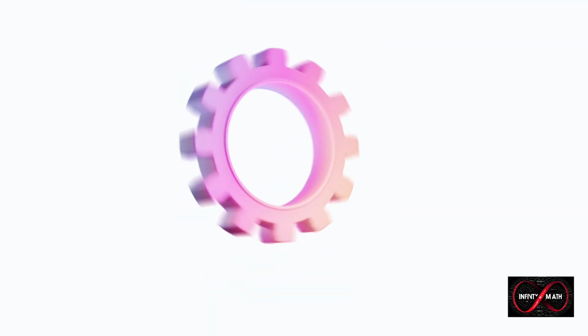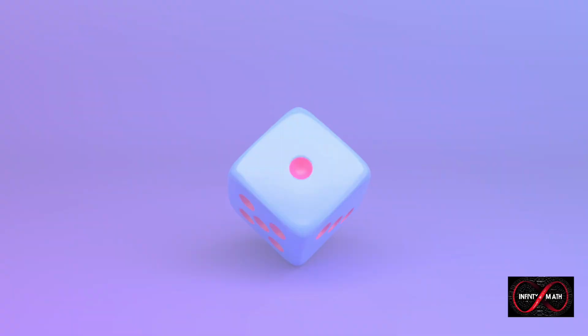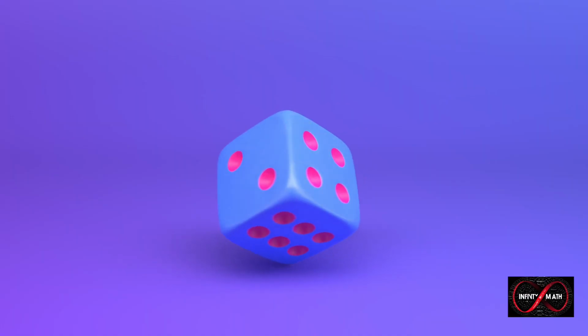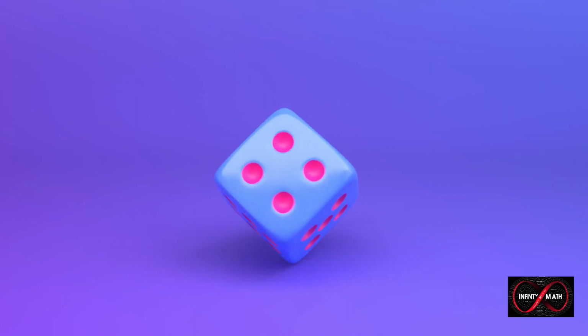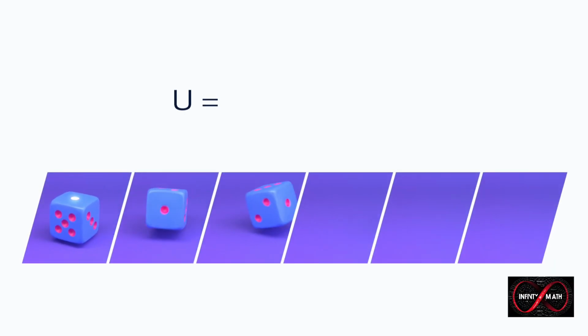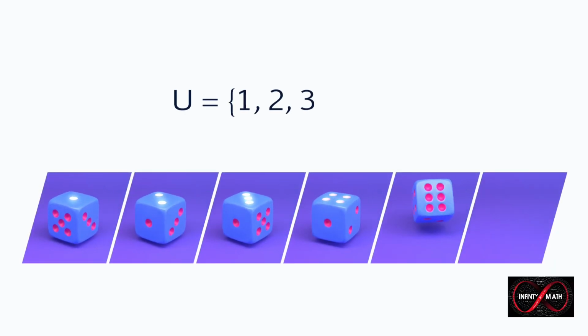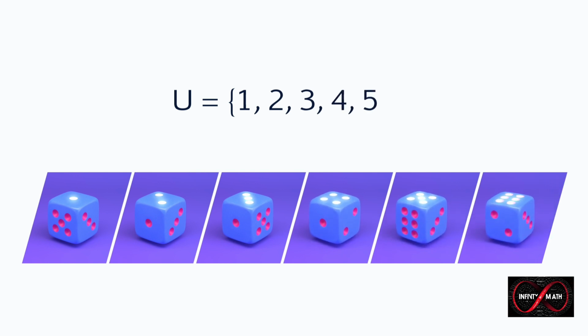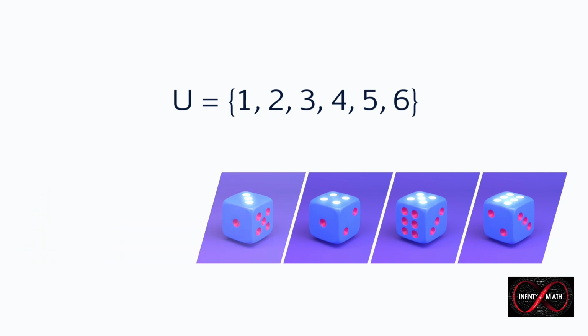Let's look at an example. You're playing a board game involving a six-sided die. Every time you throw the die, there are 6 possible outcomes. You will either roll a 1, 2, 3, 4, 5, or 6. This is the universal set for the board game, because you have to get one of these outcomes on every turn. There is no other possibility.